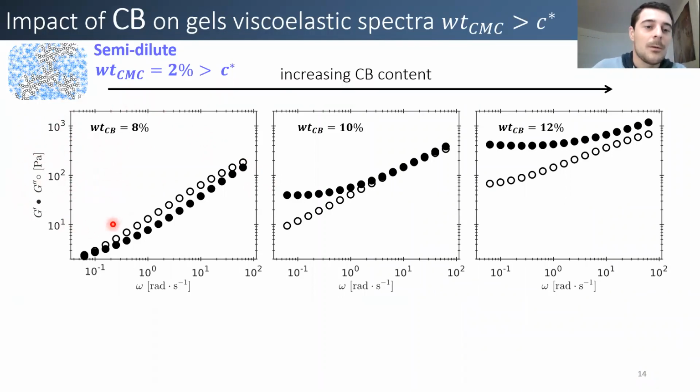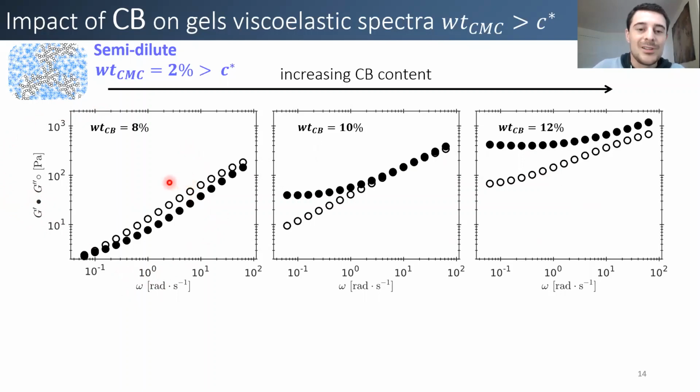The first being that typical moduli increase with the CB content, which is inconsistent with the elasticity map that we saw earlier. And the other thing that is very interesting is that the overall shape of all these spectra seems to be the same, and it makes us really want to create a master curve of all this data. But to do so, we need to evaluate a typical modulus and a frequency scale.